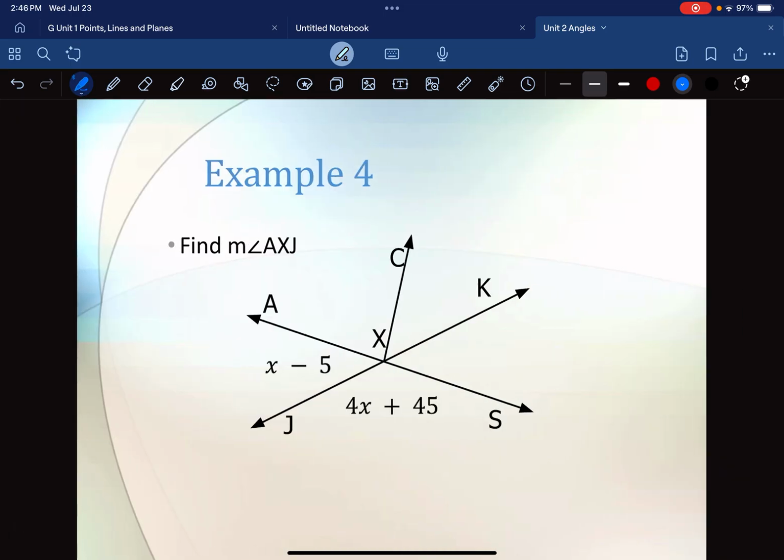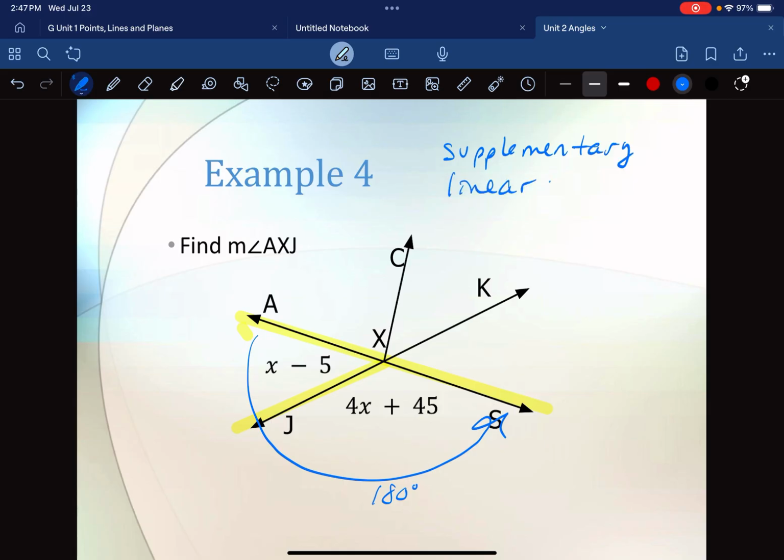So angle AXJ, well, what do you notice in the drawing this time? They didn't say very much, but I noticed that there's a pair that is linear. They form a straight line. So I know that makes 180. So I know that these are supplementary. Or maybe you recognize them as a linear pair. So what's our rule for that then? Well, it's blank plus blank equals 180.